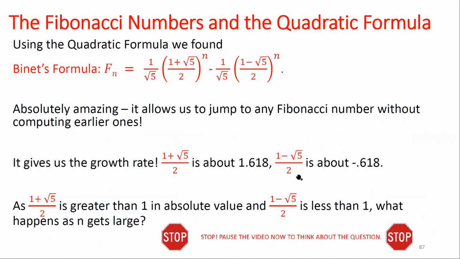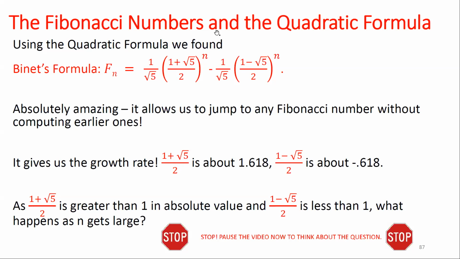1 minus root 5 over 2 is about negative 0.618. So this number is greater than 1 in absolute value. This number is less than 1 in absolute value. If you have a number that's less than 1 in absolute value, and you raise it to higher and higher powers, what does it go to? It goes down, to 0. If you have a number that's greater than 1 and you keep raising it to higher powers, it goes up.